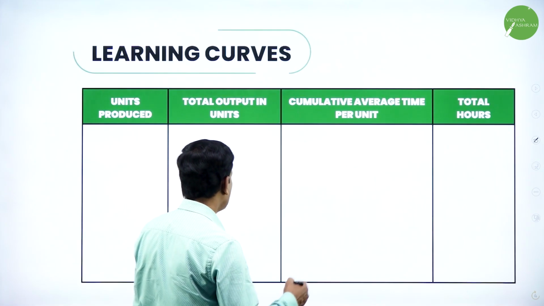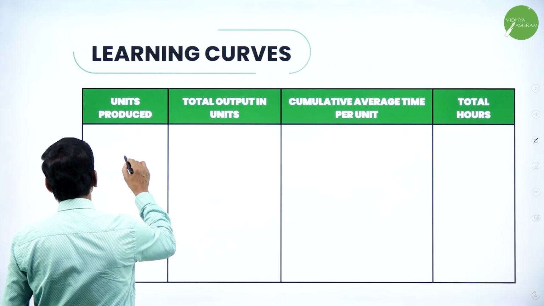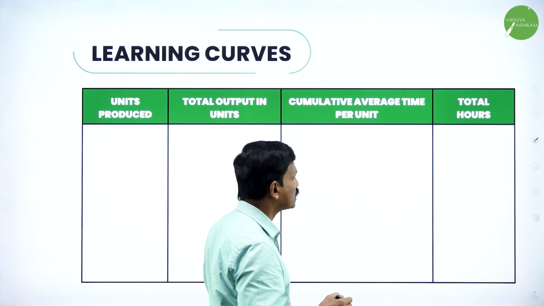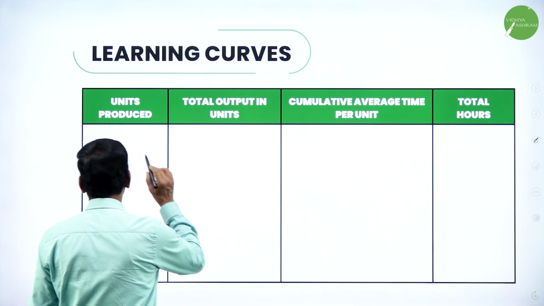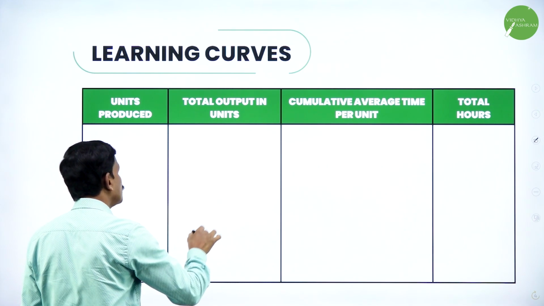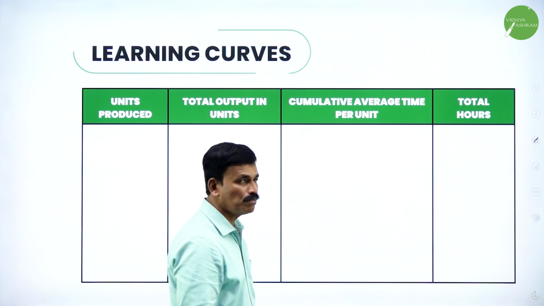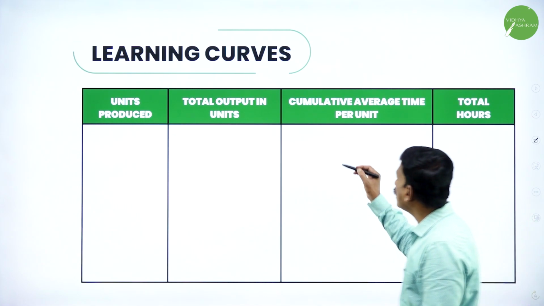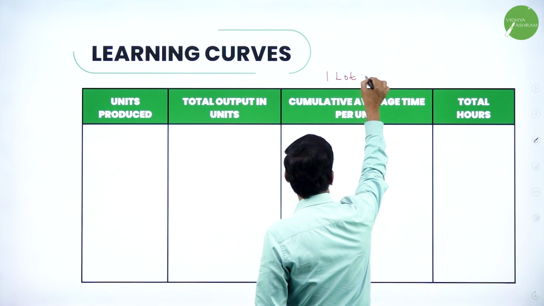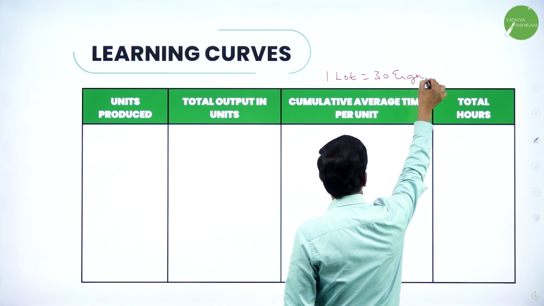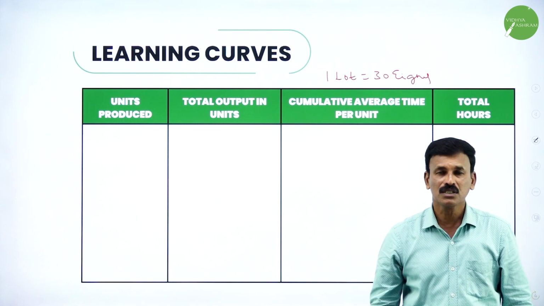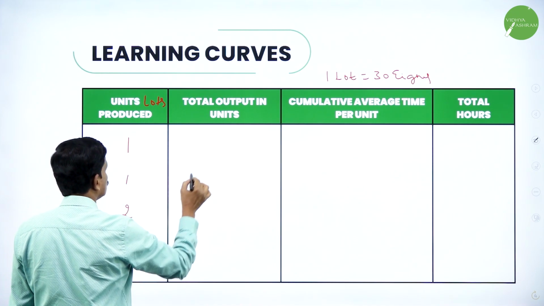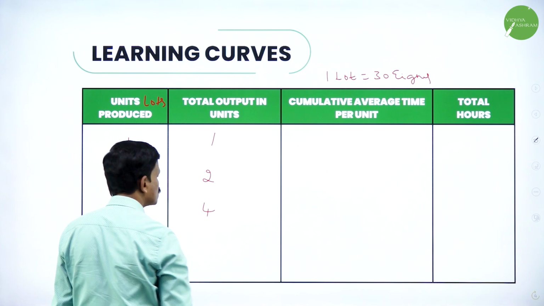Now let us move on to the table. As you know, just form a table: units produced, total output in units, then cumulative average time per unit, and the total hours. Now, for one lot, how many engines? 30 engines. So as usual, units can also be called lots. 1, 2, and 2 into 2 is 4, right?